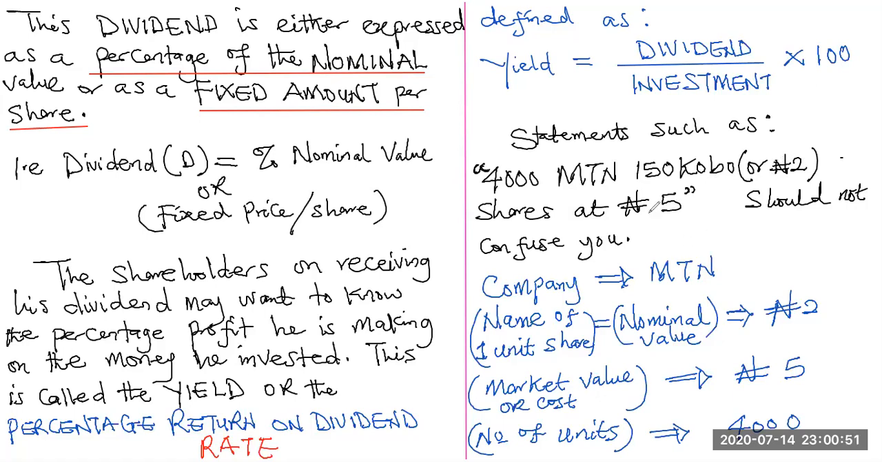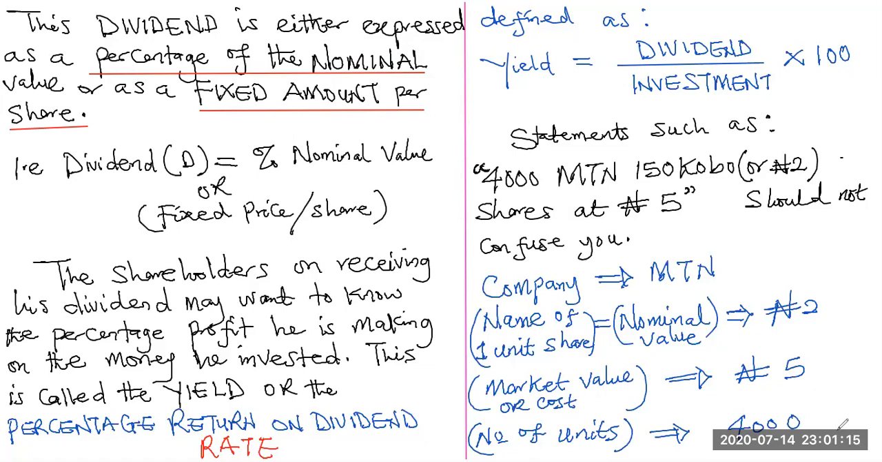But you should not confuse it, because the name of the company is MTN. 4,000 is the number of shares you are buying. Sometimes it can also be 4,000 MTN, 150 kobo. This is the actual price of the shares you are buying, and this is the name of the shares, what is called the nominal value. And of course, the market value or cost price is 5 naira.